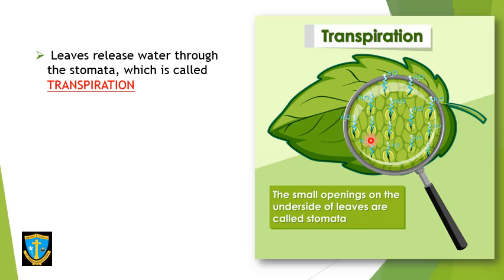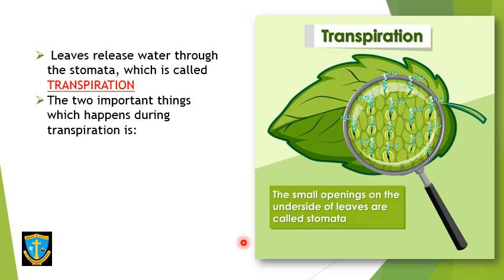Stomata are small openings on the leaf, and they open only when they have to give out water in the form of water vapor. So the excess water is released. Plants don't keep the excess water, but they release water through stomata. This is called the transpiration process. The two main important things which happen during transpiration and why it is important for all of us is because it helps the plant to cool down. It helps the plant to cool down by itself.